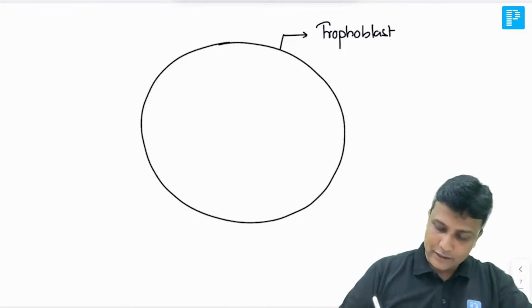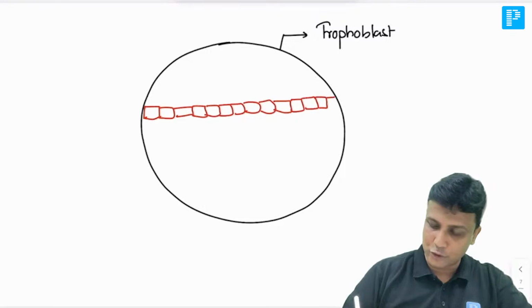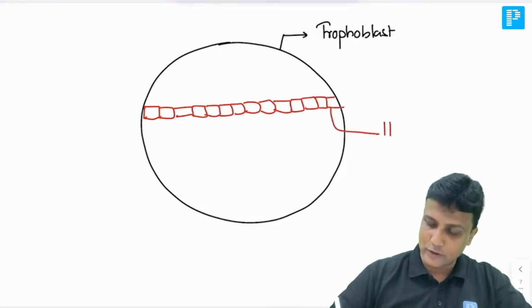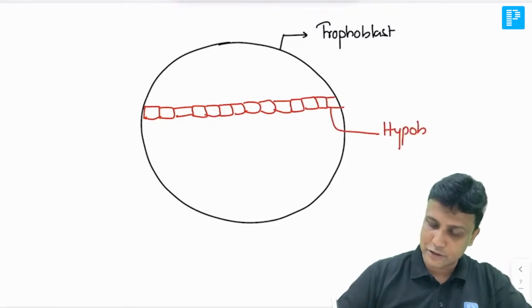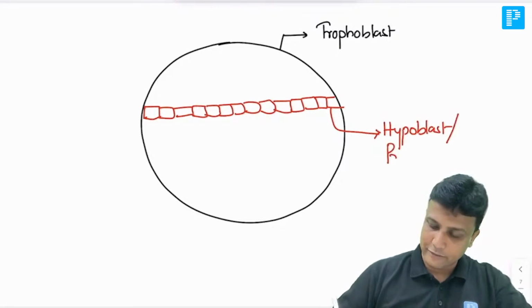Then I told you that there will be only one layer modified into cube-shaped cells. There is only one layer which is modified into cube-shaped cells. This layer will be the hypoblast. And this hypoblast, please remember that it is also referred to as primitive endoderm.